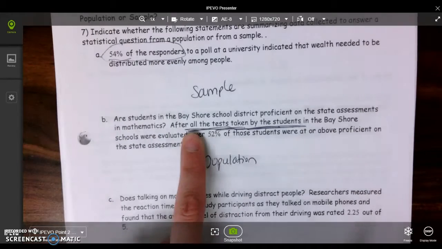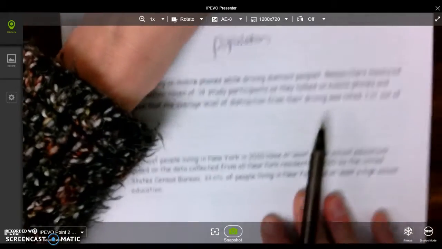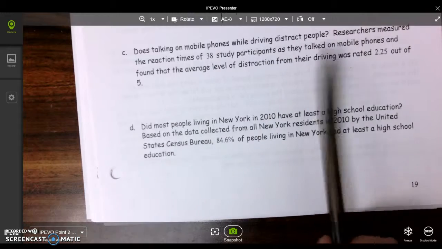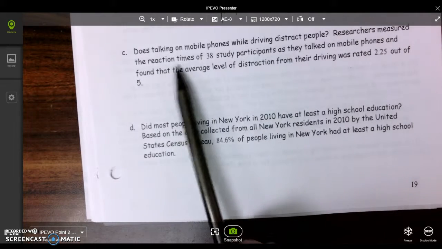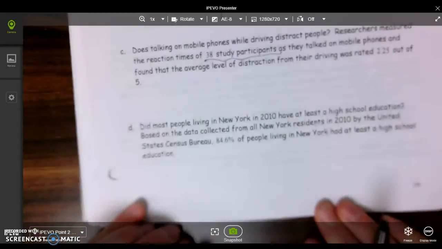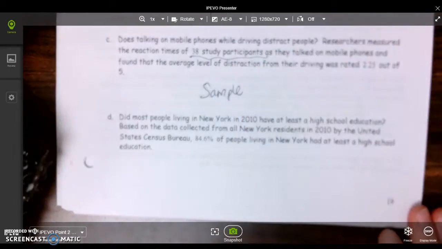Down here, it's taking all of the tests taken by students, so that would be the population, because it's the whole. Okay? In the next one, does talking on a mobile phone while driving distract people? Researchers measured the reaction time of 38 study participants. Again, that's not an entire population. That's just part of a population. So this would be an example of a sample.